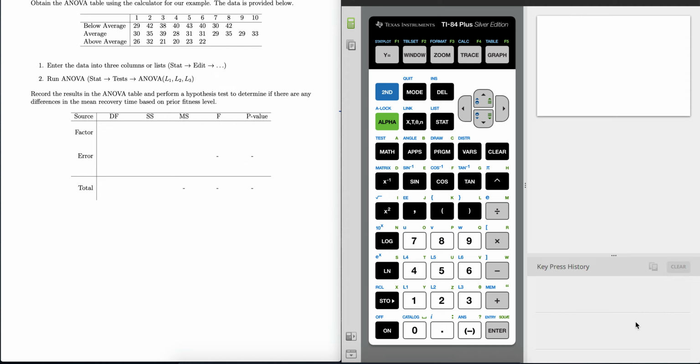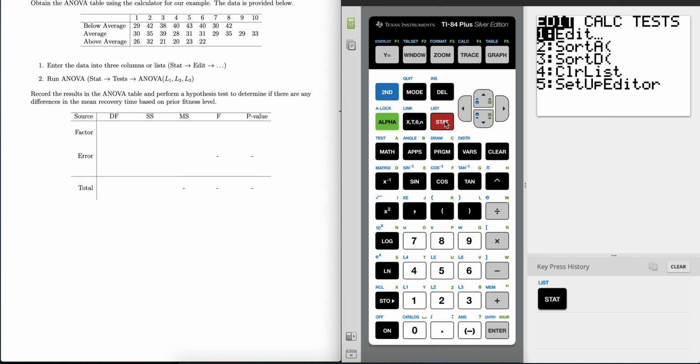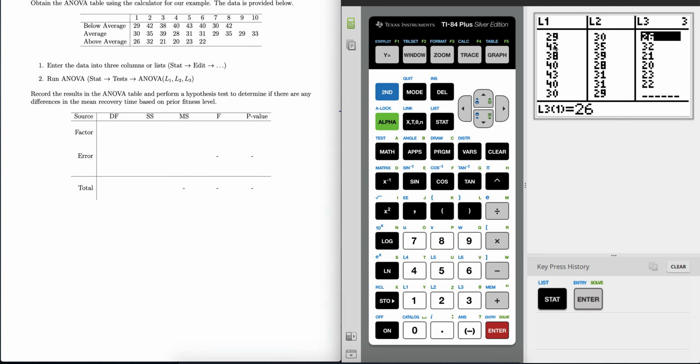First thing you need to do is enter the data just like we've done in the past using stat, edit, and then put the data in our list. So stat, and then press enter on edit. Now I've already entered the data. If you want to pause and make sure you can enter the data in your calculator, do that. Notice list 1, I have all the data for this first group, below average, 29, 42, 38, and so on.